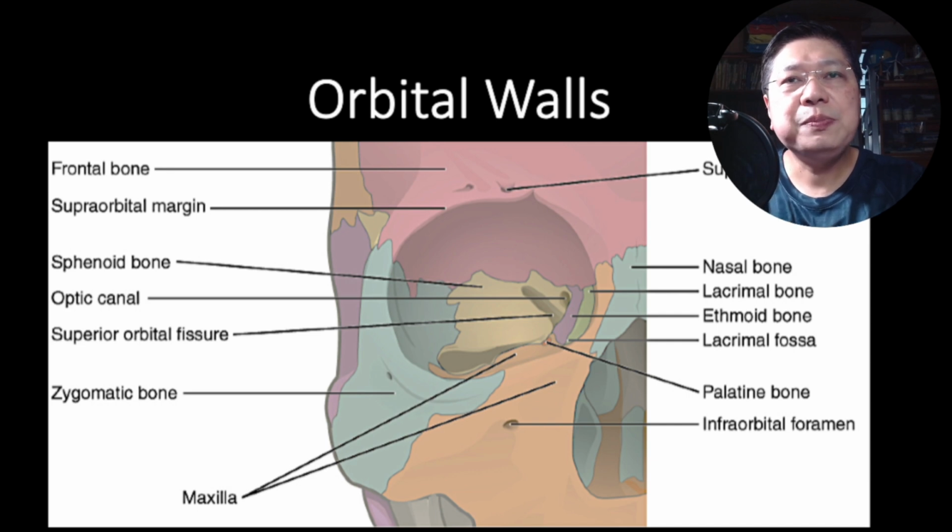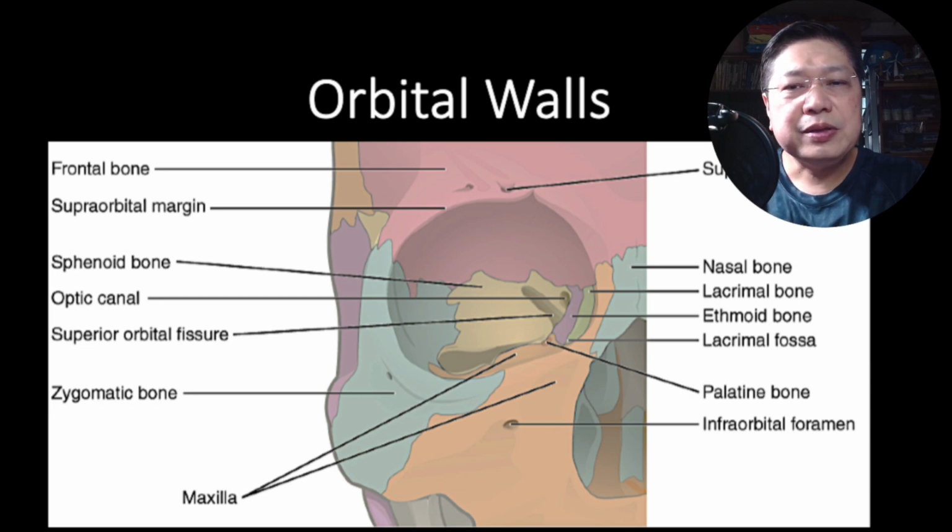Next, we move into the parts of the orbit. When you say the orbit, it's basically the space in the skull. Well, you probably saw this in a lot of movies. It's the area in the skull that contains the eyeball and the muscles.